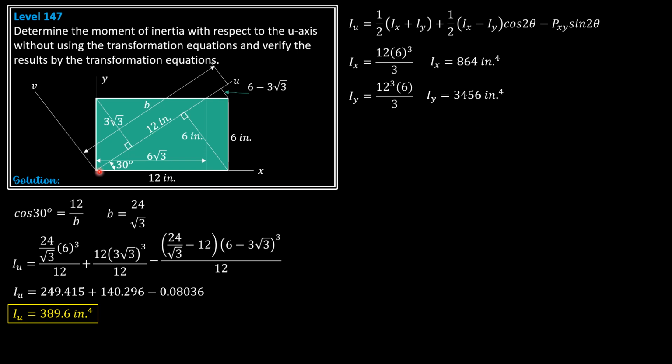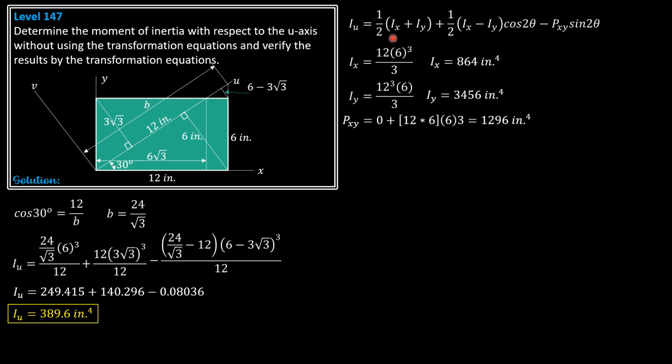Then finally, the product of inertia with respect to the xy axes is, by the transfer formula, 0 with respect to the centroid plus area, which is 12 times 6, times x bar, which is 6 inches, times y bar, which is 3 inches, half of 6. So Pxy equals 0 with respect to the centroid plus area 12 times 6, x bar 6, y bar 3, so 1296 inches to the fourth.